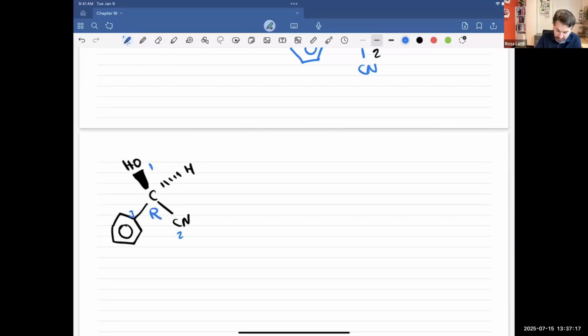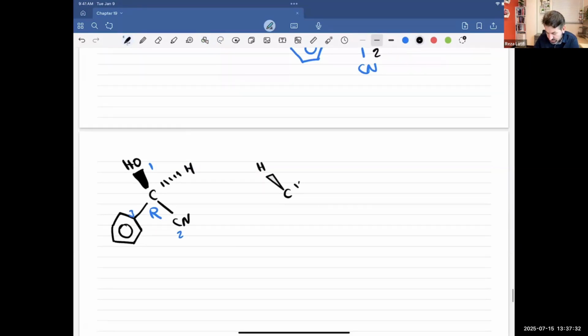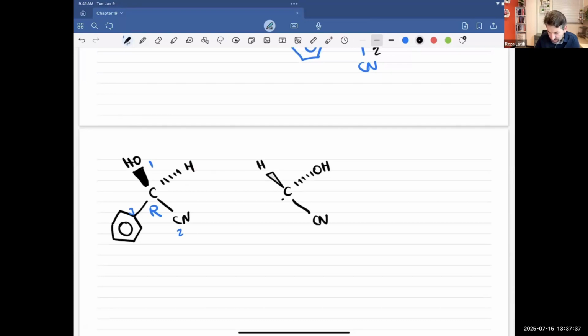And the next one is just simply changing the position of hydrogen with the OH, and that's going to give you the S configuration. So we will have H here, hydrogen, and OH is going to be at the back of the molecule. We have cyanide there, and we have the phenyl ring here. And that's going to be 1, 2, 3, supposed to be R, but because hydrogen is facing us, we will flip it, and this one will be S.